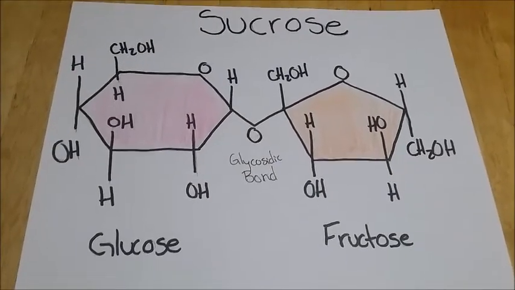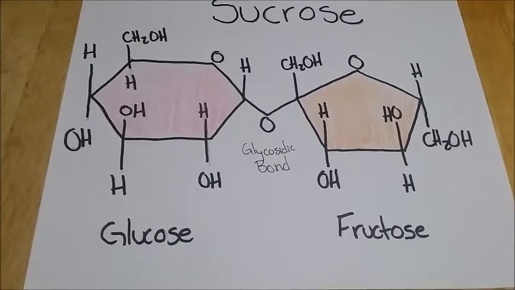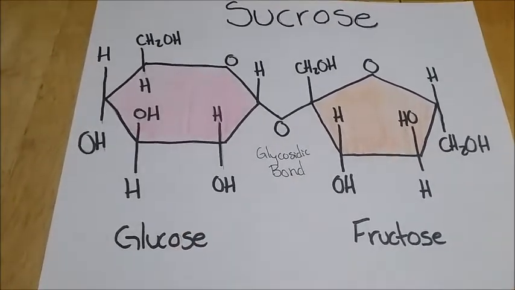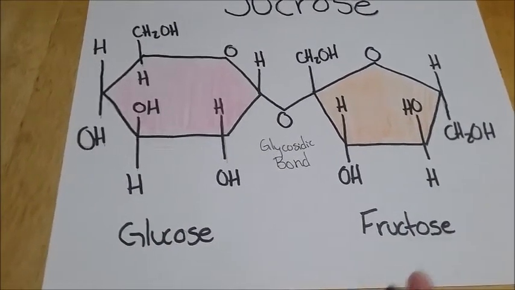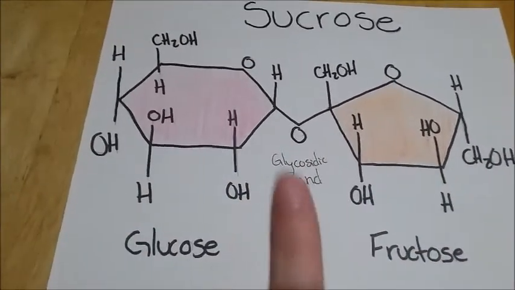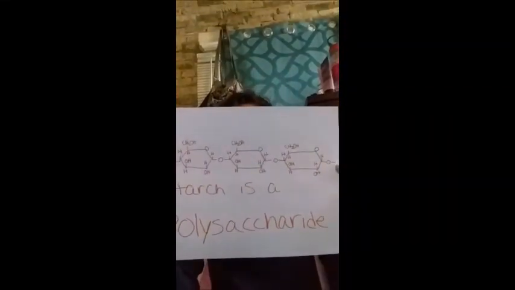This is sucrose, a disaccharide. A disaccharide is formed when two monosaccharides are joined by a glycosidic bond. In this case, glucose and fructose make up this sucrose disaccharide. Starch is a polysaccharide. A polysaccharide is a carbohydrate whose molecules consist of a number of sugar molecules bonded together. A polysaccharide is composed of monosaccharides.